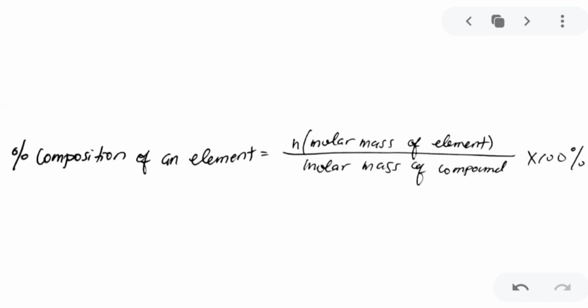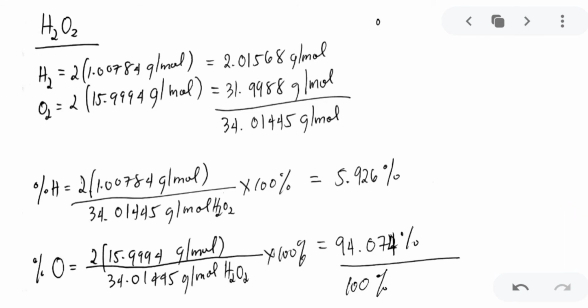To get the percent composition of an element in terms of percent by mass, this is the formula. The percent composition of an element in a compound is equivalent to the number of pieces, or moles, multiplied by the molar mass of the element, over the total molar mass of the compound. Here we have the individual elements of the compound, then multiply by 100%. So, for example, I have here hydrogen peroxide.